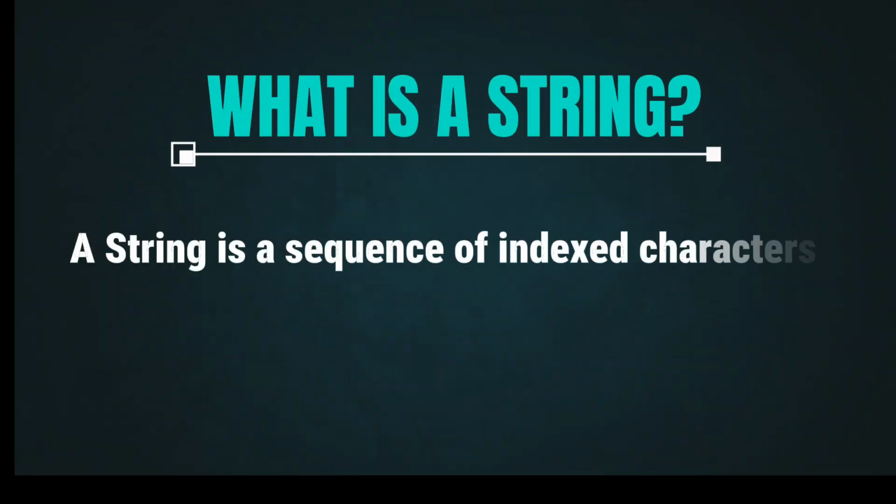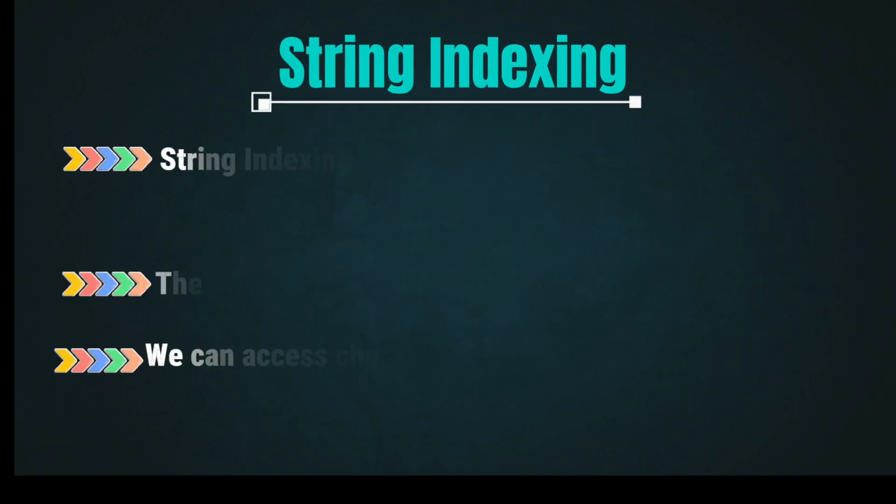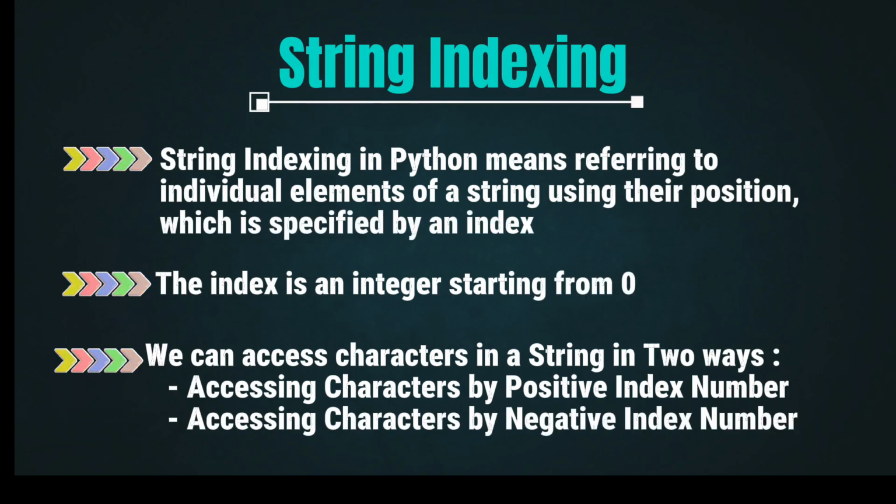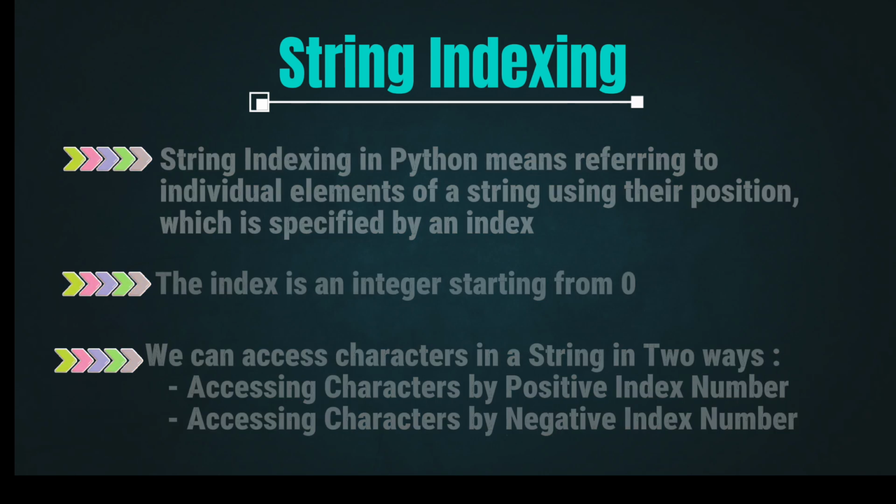In Python, a string is a sequence of indexed characters. This means that each character in a string has a specific position known as its index, which allows us to access and work with individual characters. Python uses numbers to keep track of where each character is located in the string. There are two types of indexing: positive indexing and negative indexing.